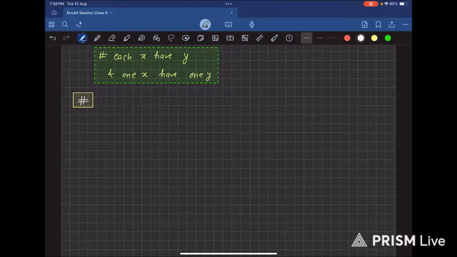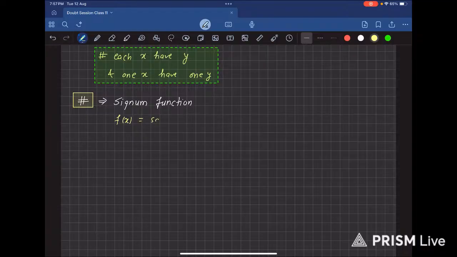The signum function I'll explain, and then after that I'll explain more functions. Just write the name of the function in the comments. See here, signum function.